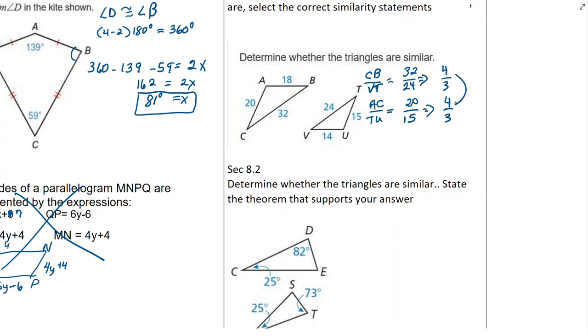So far, good. Okay, now we do the last one, the smallest side, which is AB is to VU. Sorry, VU. And that's going to be 18 is to 14. All right, I'm going to divide by 2, and I get 9 and 7. And not similar.